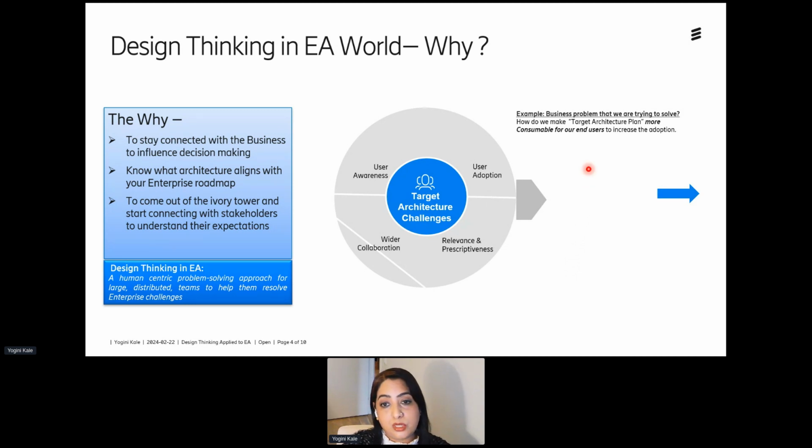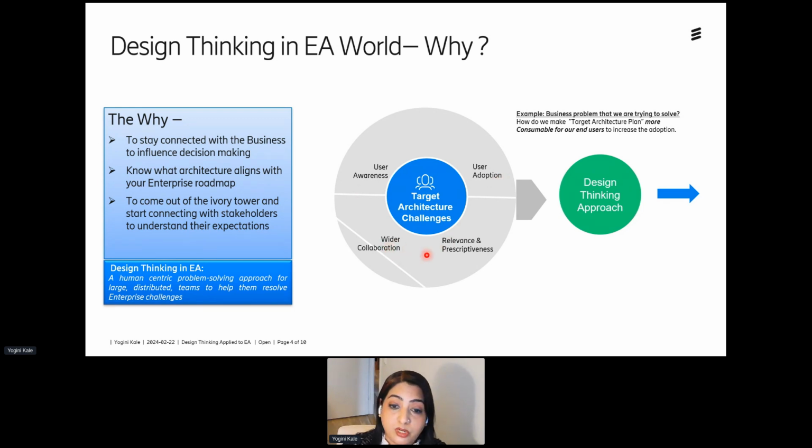And we will try to understand this by taking an example problem, which is about how do you make the target architecture plan more consumable for your end users to increase the adoption. A few challenges that we could face in this business scenario are user awareness, user adoption, wider collaboration, and relevance and prescriptiveness for the target architecture that you design for the organization. Let's see how design thinking approach can help us solve these challenges in the business problem that we are working on.